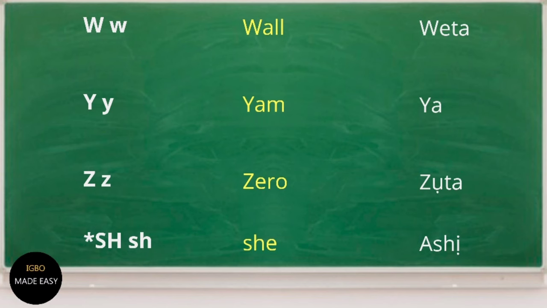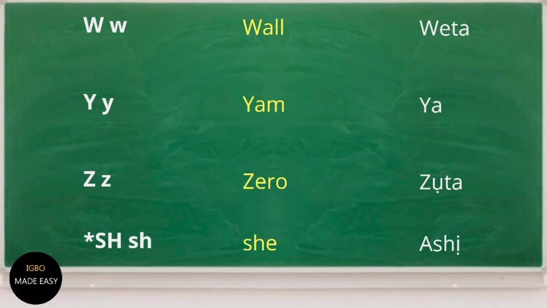Now, the last letter of the Igbo alphabet is Z. We don't have X if you observe. We don't have Q if you observe. And we don't have a standalone C. So the last letter of the Igbo alphabet is the Z. And here we have zero.